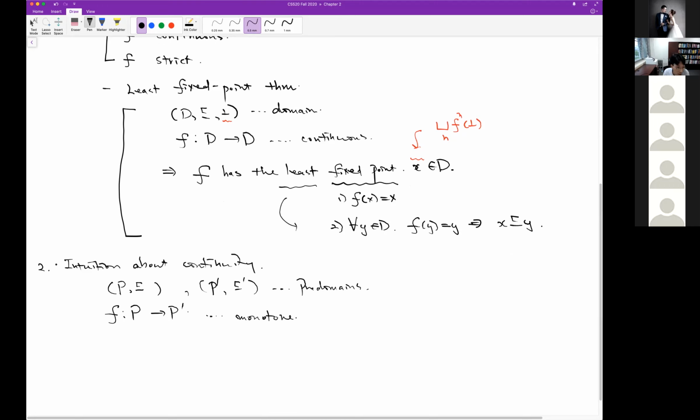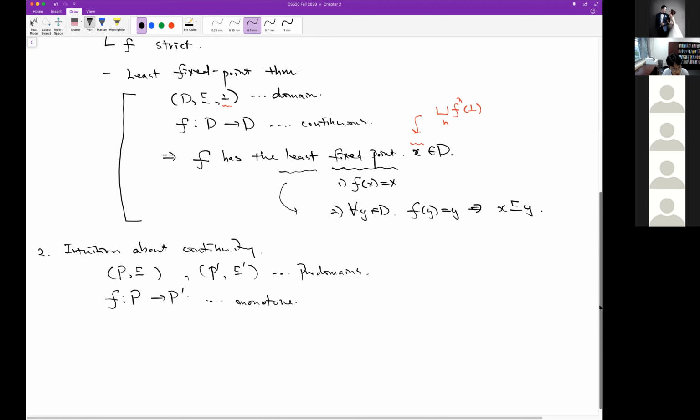This less than is an approximation order, which in a sense describes how computation will evolve and produce more and more values in the output. So function f preserving the approximation order means function f is monotone. But one thing that's not quite clear is what continuity means. Formally, we know that continuity means preserving the least upper bound of a chain, but here are just some intuitions about continuity.